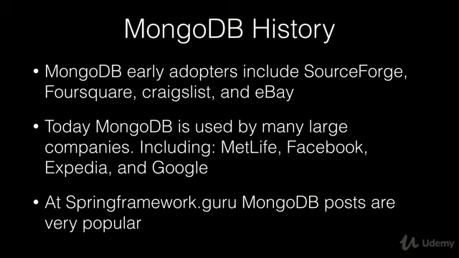Some of the early adopters were SourceForge, Foursquare, and I'm not even sure if Foursquare is still around. They were quite popular at one point, but in the U.S. they seem to have fallen off the face of the earth. I'm not sure if they're still in business, to be honest. Craigslist and eBay. And today Mongo is used by a lot of large companies, including MetLife, Facebook, Expedia, and Google. And looking at my metrics from springframework.guru, I've got several posts on MongoDB, and those are very popular. On my YouTube channel, I also have some stuff about MongoDB and Spring Boot, and that's one of my top videos. So it is something that's gained a lot of popularity in the marketplace, and I see it out there more and more.